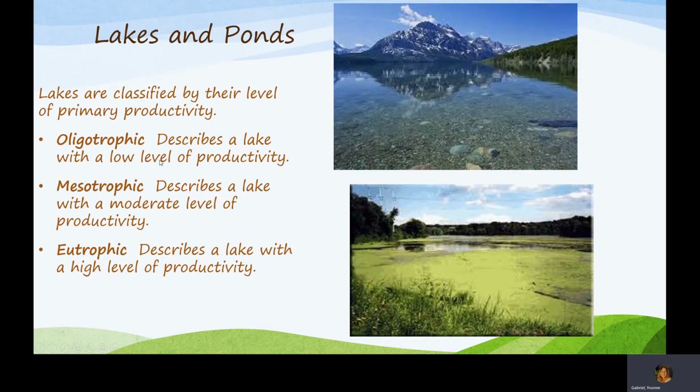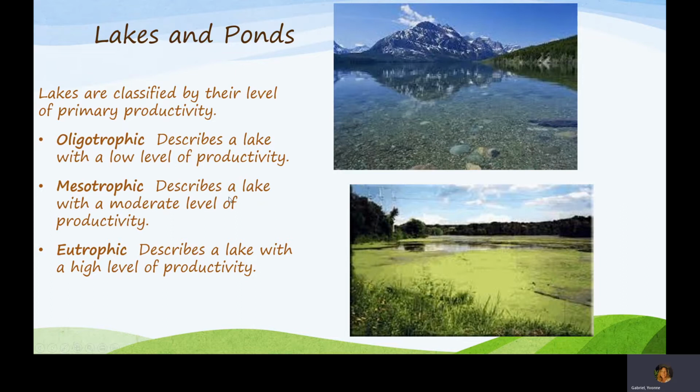So oligotrophic lakes are the ones that you love to swim in and you love to put your feet in. Oligotrophic lakes are going to be very clear. They don't have a lot of sediment in them. Mesotrophic is like in between. So we're beginning to grow a little more plants.